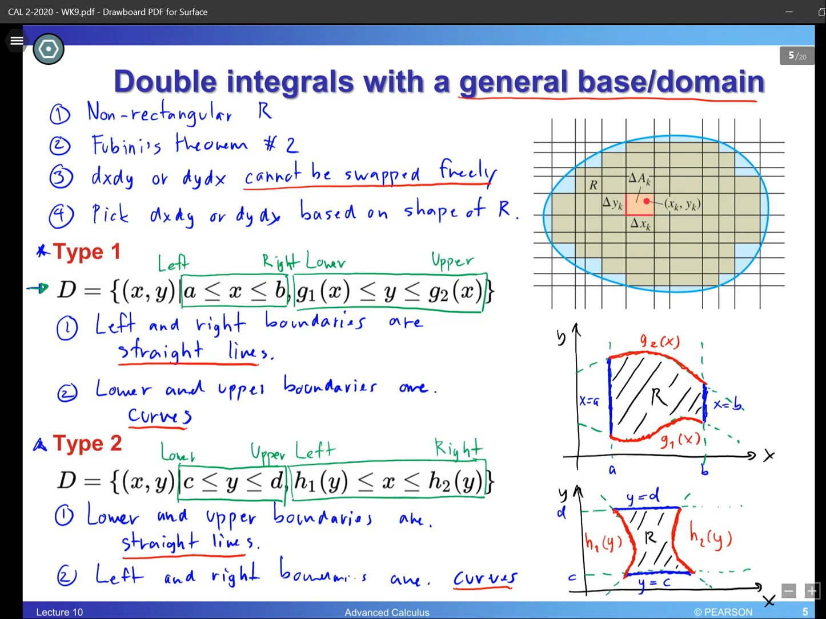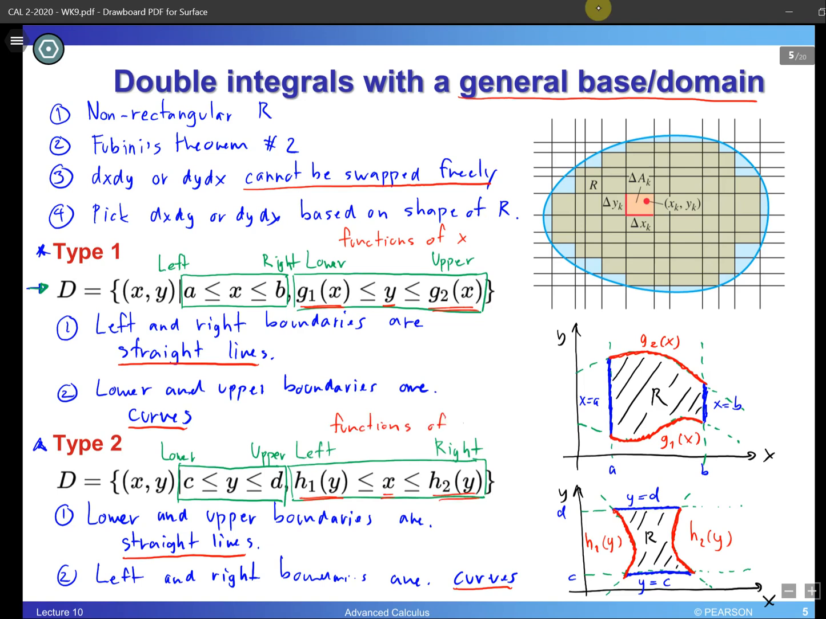Now I want you to take note on this one, because this is quite different between these two types. For type 1, y has to be in between two functions of x. As you can see here, we are looking at two functions of x. So make a note: these are functions of x, and we are talking about the y variable right here. For type 2, it's going to be the x variable between two functions of y. So make sure that you are aware of this obvious difference between them.